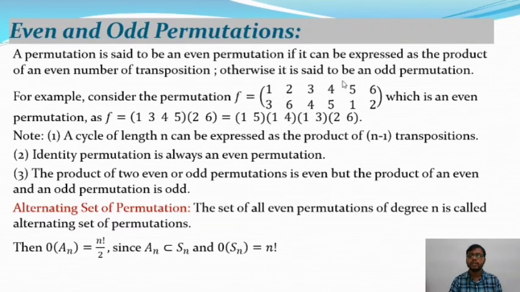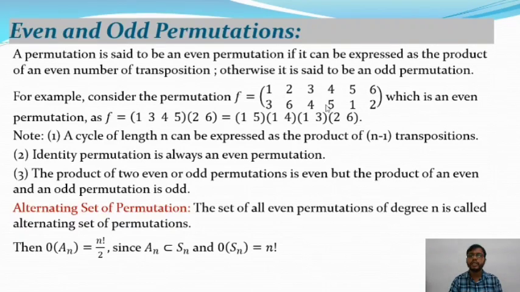So this is the cycle of 4 elements, that means of length 4, that is (1 3 4 5). This is the permutation or the cycle of length 4, and 2 goes to 6, 6 goes to 2. So (2 6) is another cycle of length 2.